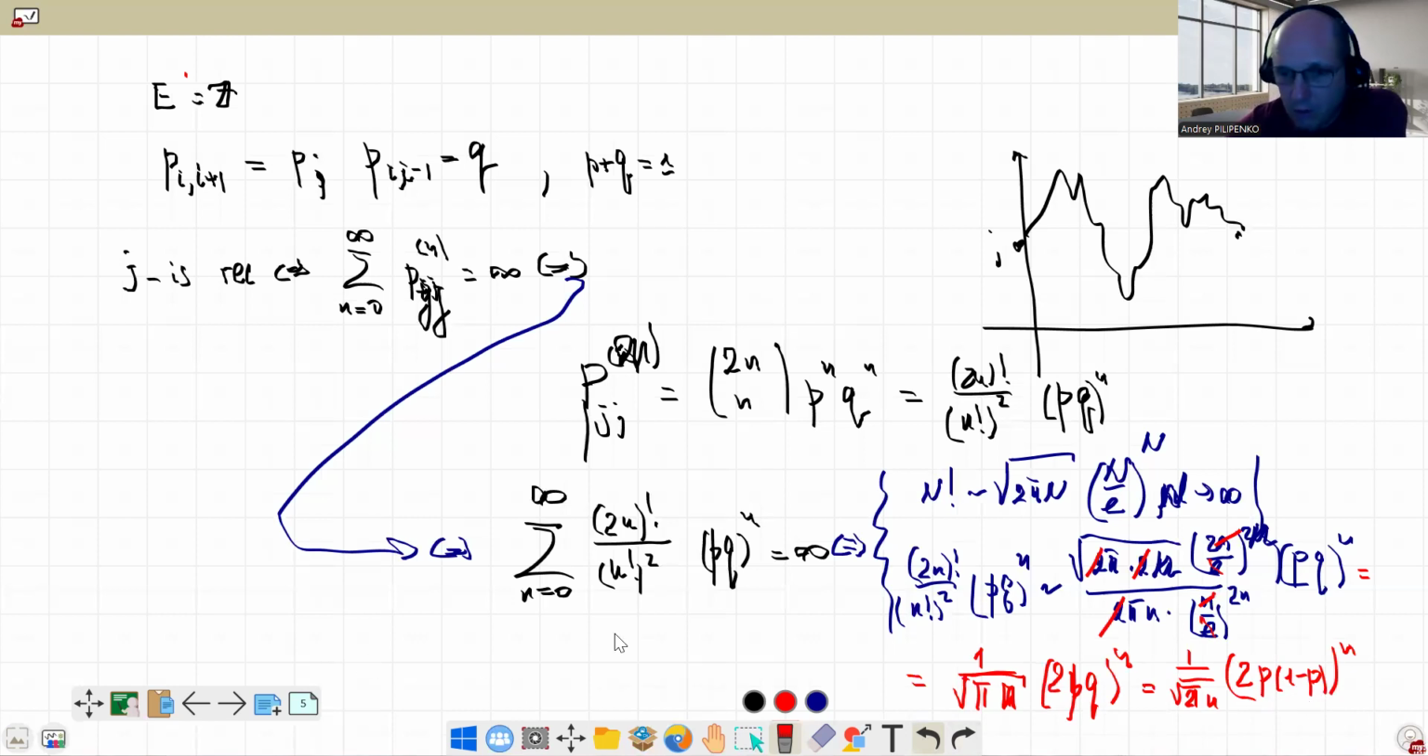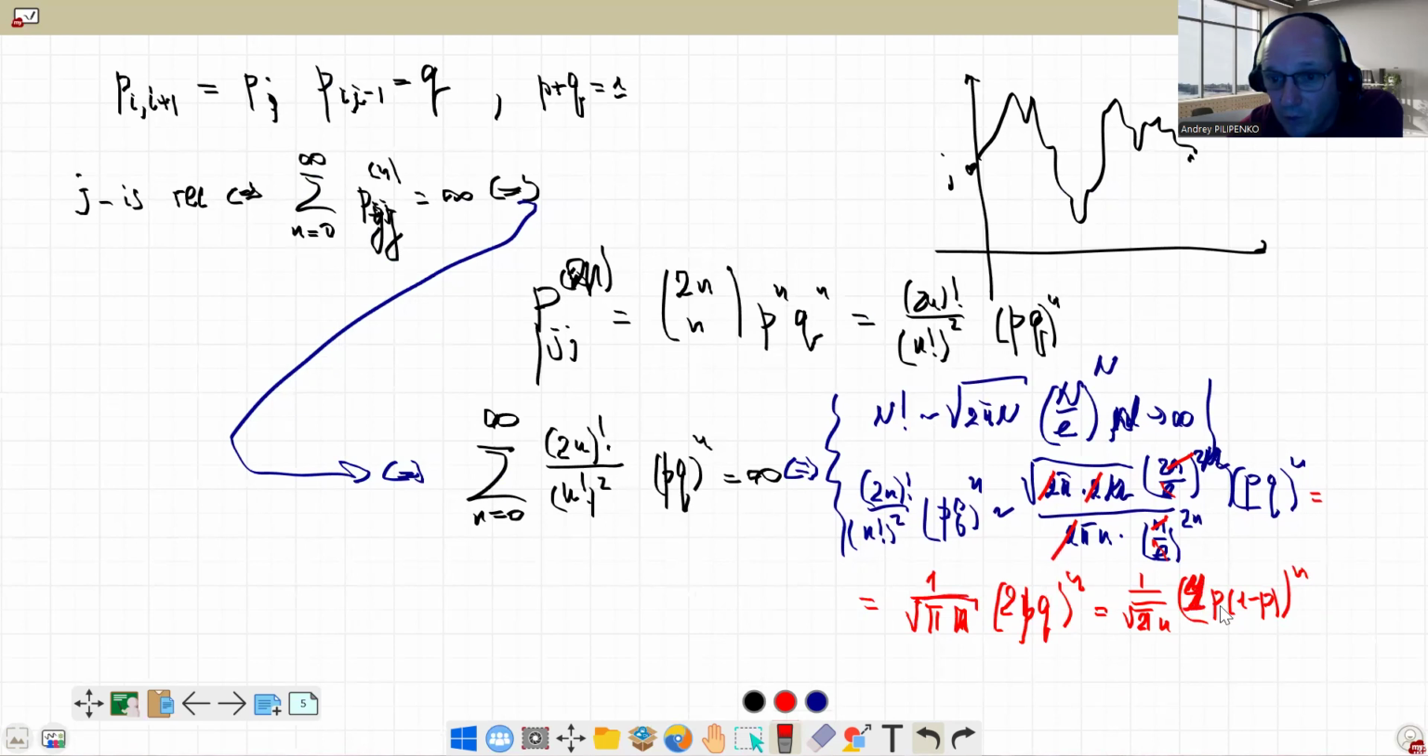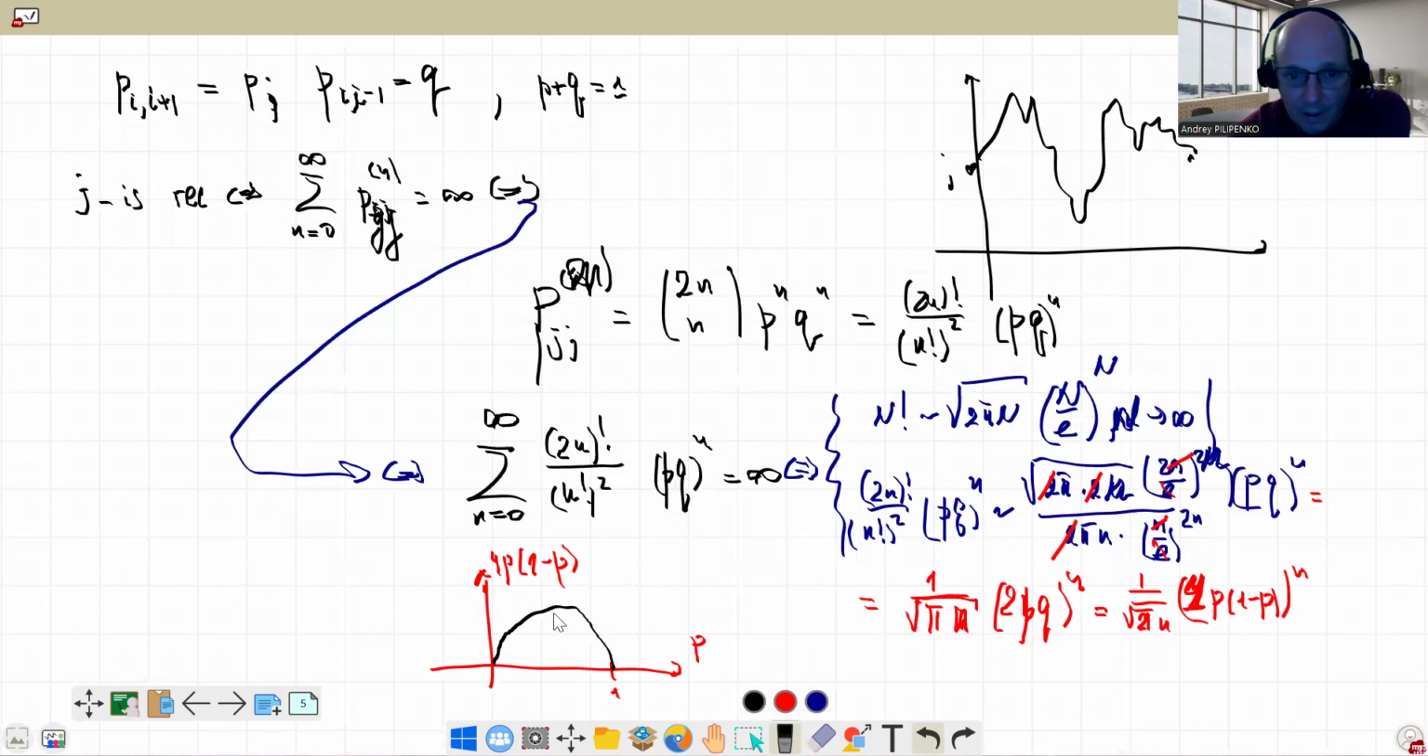Excuse me, yes. We had 2 in the power 2n. Yes, exactly. 4p(1 minus p). You are absolutely right. And now make a graph of the function p(1 minus p) for p between 0 and 1, and you will see a parabola, and the maximal value of this parabola is 1 if p is 1/2, and if p is not 1/2, then this is strictly less than 1.